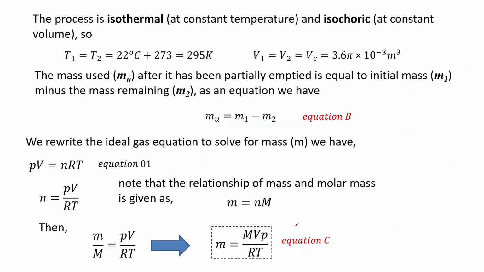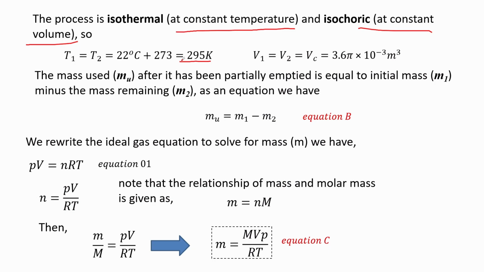The processes involved here are isothermal, or at constant temperature, and isochoric, at constant volume, as the gas is used. Since the temperature is constant, the temperature before the gas is released, T1, is equal to the temperature after the gas has been released, T2. This is equal to 22 degrees Celsius. We convert this to Kelvin scale by adding 273 Kelvin and we have 295 Kelvin.